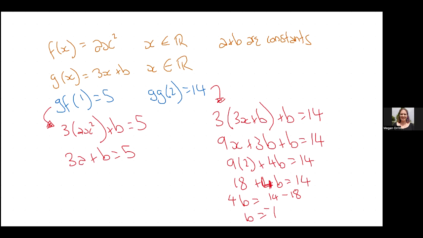Okay, so I'm going to go back over here. If b is negative 1, then 3a minus 1 is 5. So then a is 2. All right, so now we have a is 2 and b is negative 1. Yay.